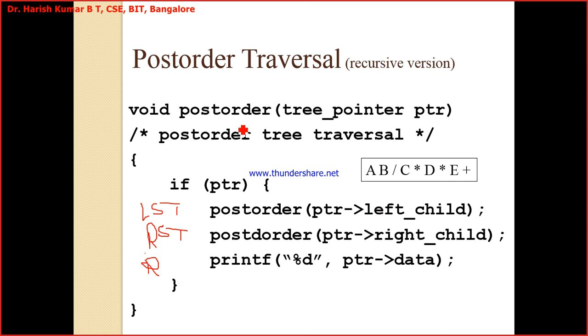The name of the function we have taken here is post order, and what we are passing is the left subtree. Every time this function is called, the pointer travels along the left subtree. Every time this function is called, post order is called again with this argument, it keeps traversing the right subtree and then we print the root node.